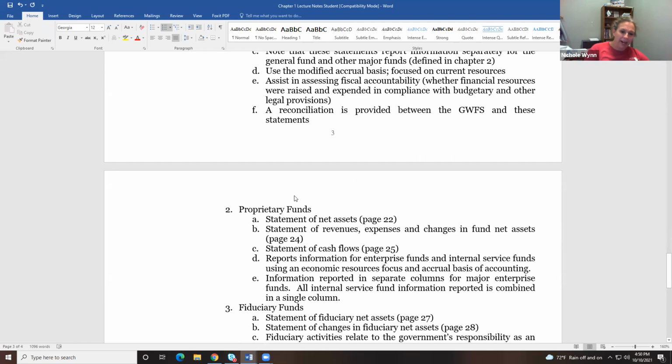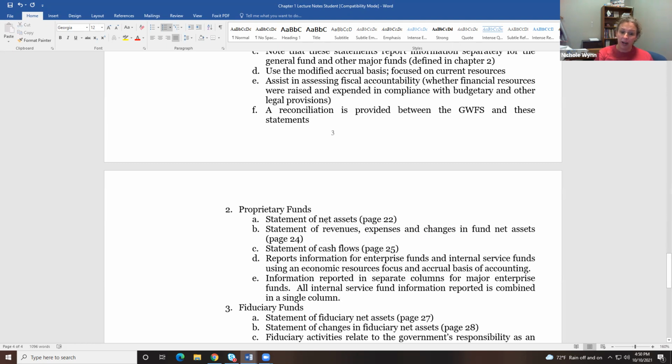As far as proprietary funds go, they're actually going to have a cash flow statement too. They would do the same financial statements as we would in financial accounting. This is basically the equivalent of a balance sheet. This is an income statement with a change in equity attached to it, and then also a statement of cash flows. You can see examples of those on the pages of the book. And they will use the accrual basis of accounting.